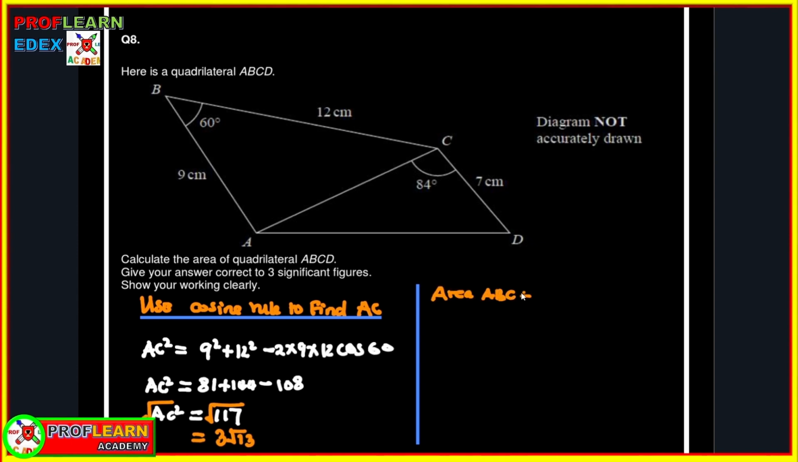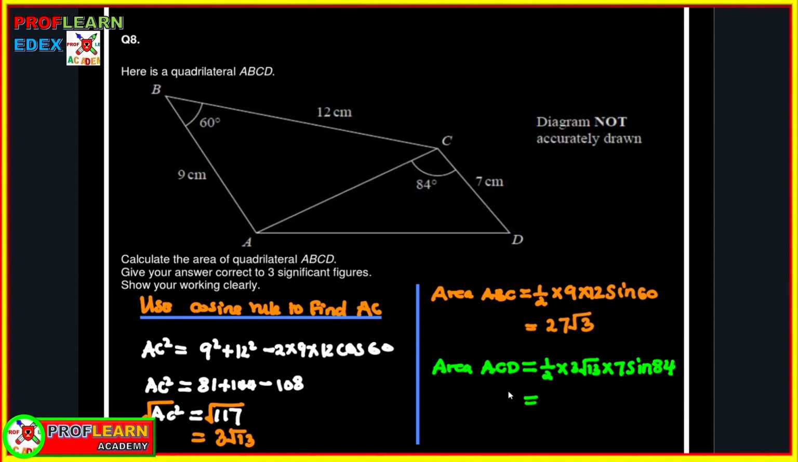And then area, remember area is actually half ab sine theta. That's the formula we're going to use here. So for us to find the first area ABC, we're going to say a half times 9 times 12 sine 60. And this is going to translate to 27 root 3. And area of ACD is going to be a half times AC, and our AC is 3 root 13, times 7 sine 84. And if we work it out, let's see what we're gonna get here.